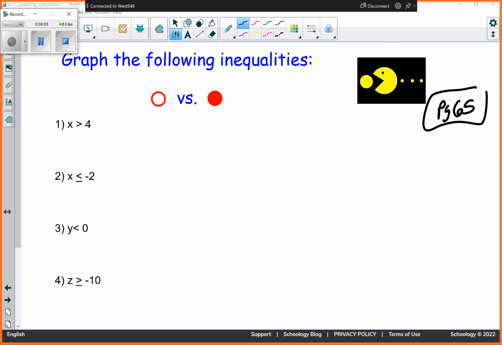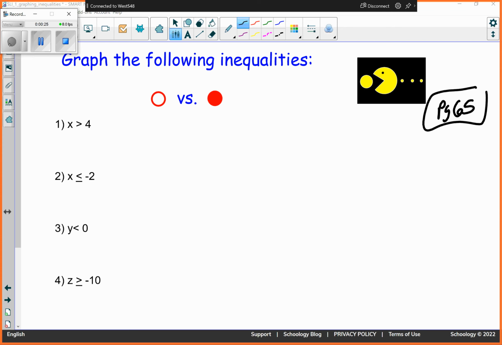Okay, so what do you recall just from prior days of inequalities? That's the greater than or less than signs. Any recall? Greater than what? Greater than, less than, or equal to.